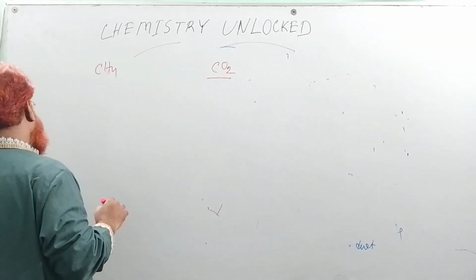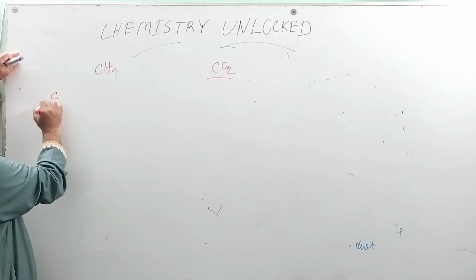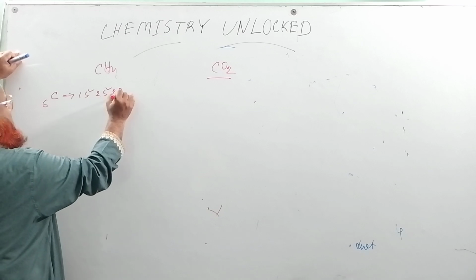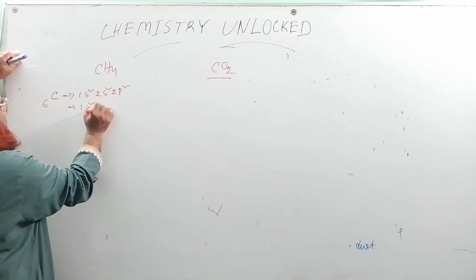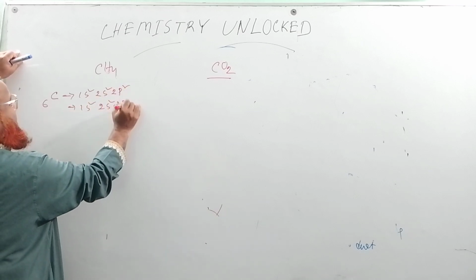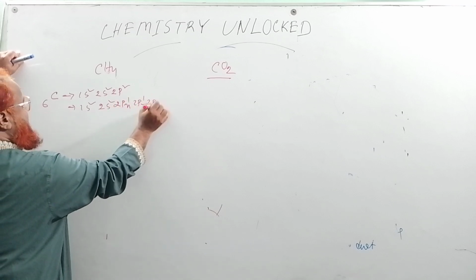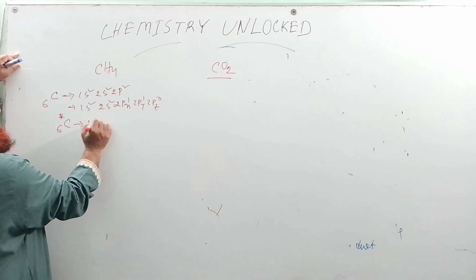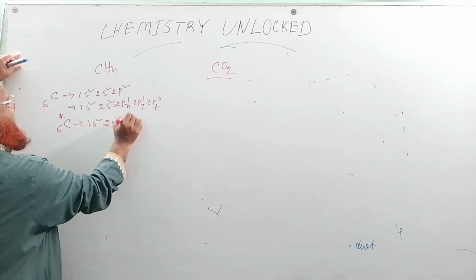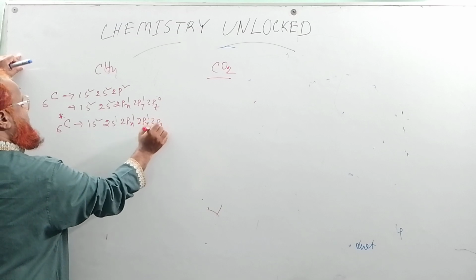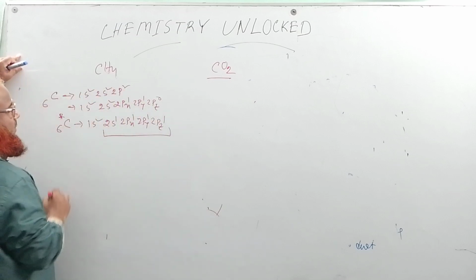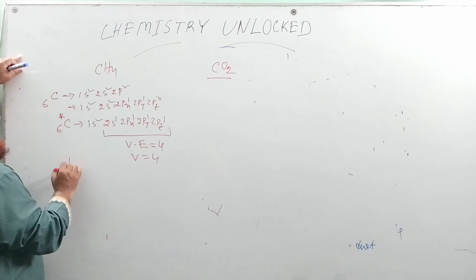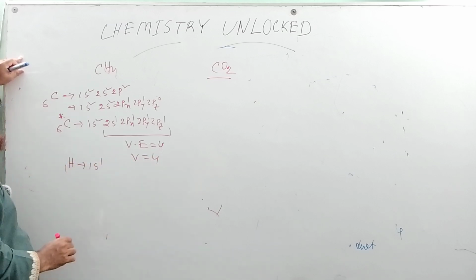Okay. CH4. You know, carbon's electronic configuration at normal state is 1s2, 2s2, 2px1, 2py1, 2pz0. But at the excited state of carbon, it is 1s2, 2s1, 2px1, 2py1 and 2pz1. The total number of unpaired electrons is 4. So valence electrons here are 4 and valency is also 4, and hydrogen, you know, is 1s1.